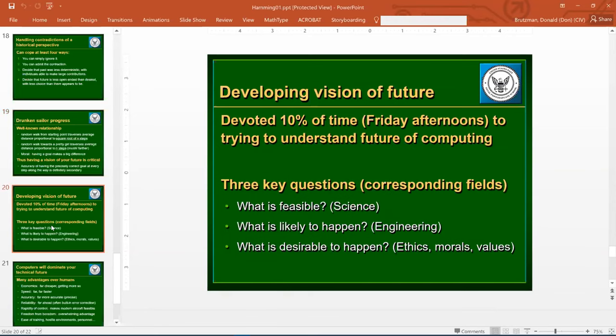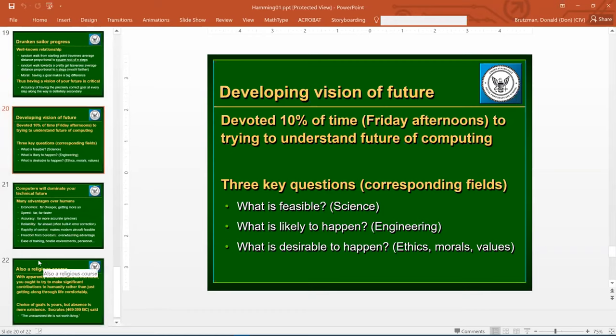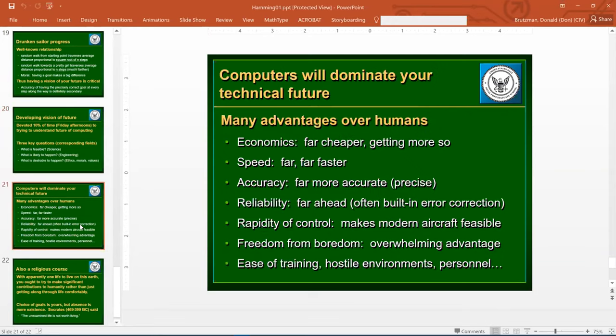Okay, so here we go. And then in a classic Hamming pirouette, he finishes with science, engineering, and then ethics. To get there, he first tenderizes everybody extensively with, get over it. The computers have a lot more advantages than you. And don't forget, there was no web.